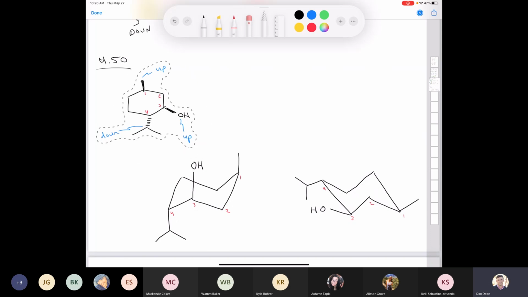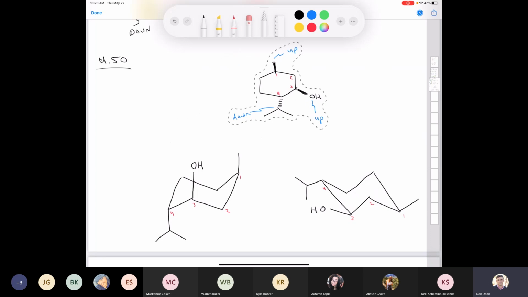So if I call this one A and I call this one B, who could tell me which one is going to be more stable? Which conformation would be lower in energy? It's not going to be A. It's going to be B.